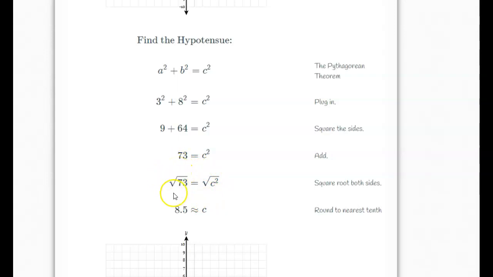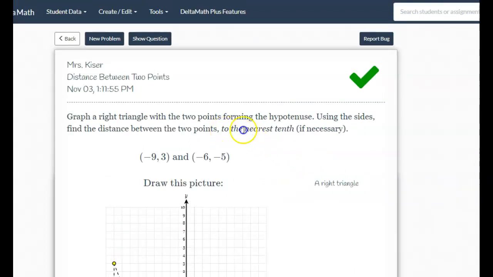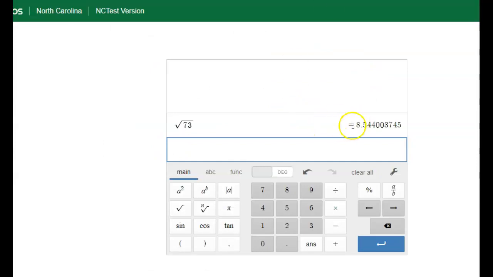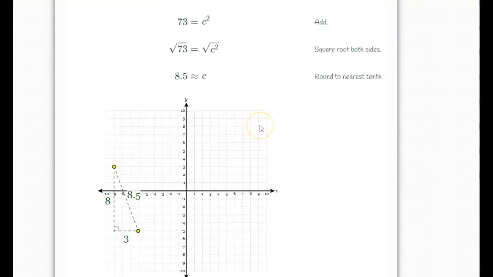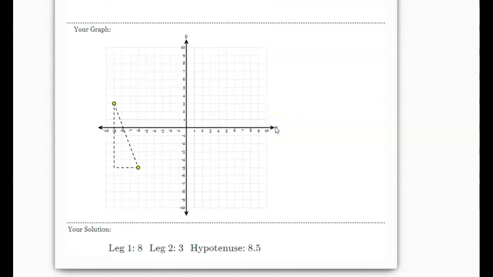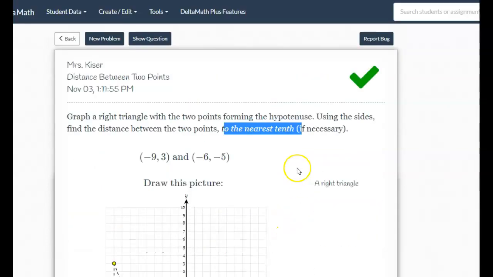In some cases, you are prompted to leave it as that statement there or that value. But here, Delta Math had told me to round to the nearest tenth, which is why when I saw this in my calculator, 8.544 and so on, I rounded to 8.5. So that distance right there, I plugged that in. So here you see my graph. Then I was able to put in that one leg was 8, another leg was 3 units in length, and my hypotenuse was 8.5. Let's try another one now.